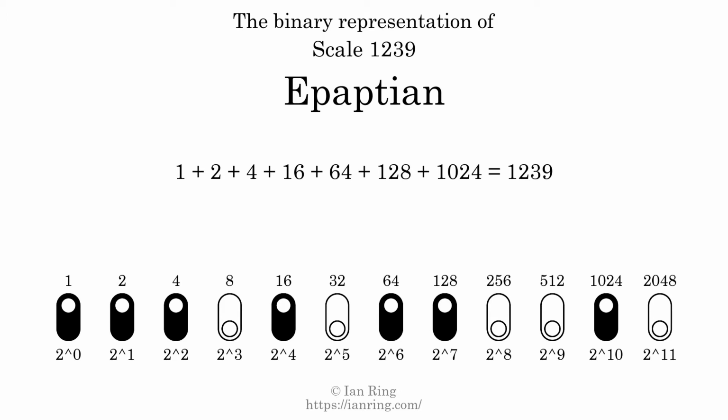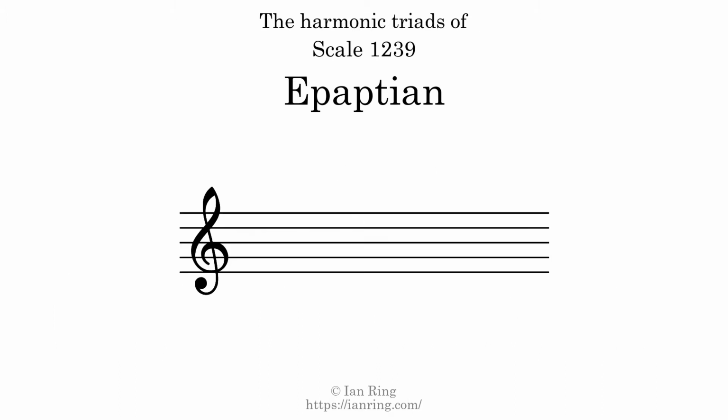1239. The scale number not only enumerates the scale with a unique index, but it also literally describes the tonal content of the scale. Represented as a binary number in base 2, the scale number is 010011010111. Here are the harmonic triads present in this scale.